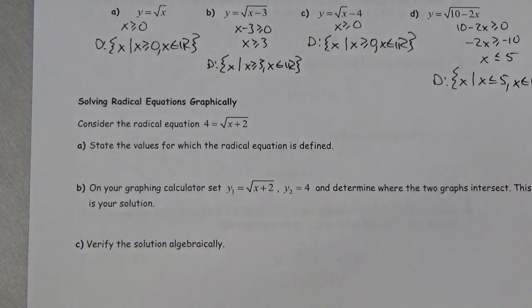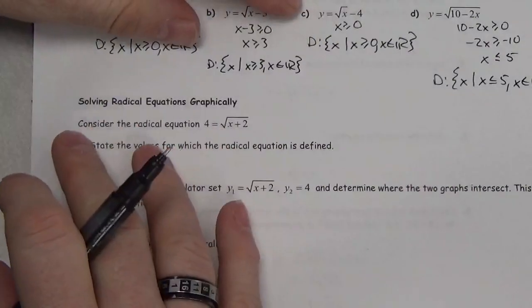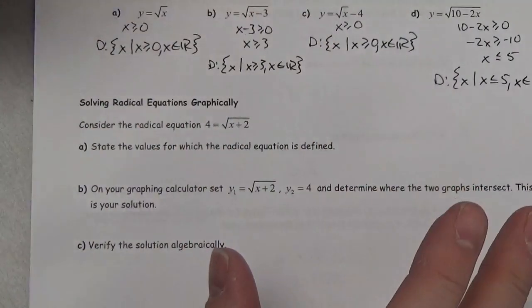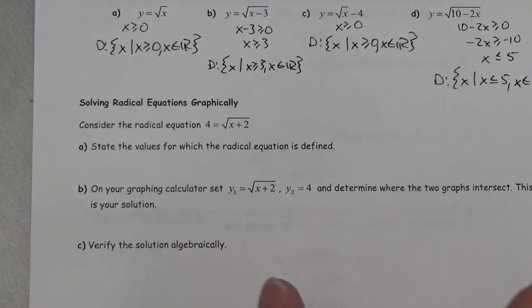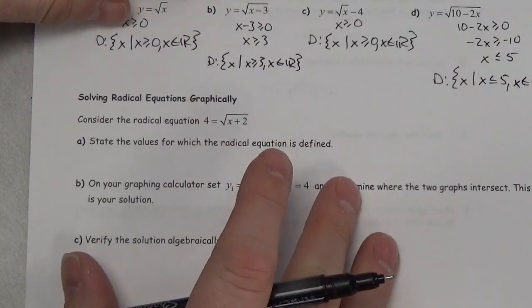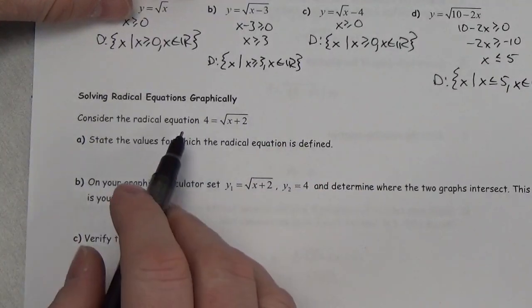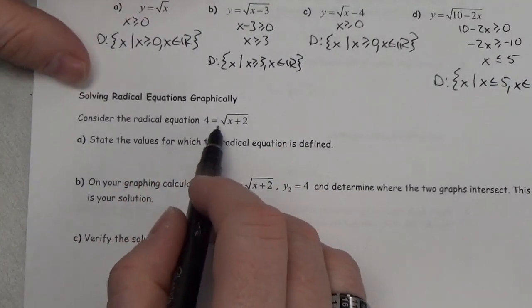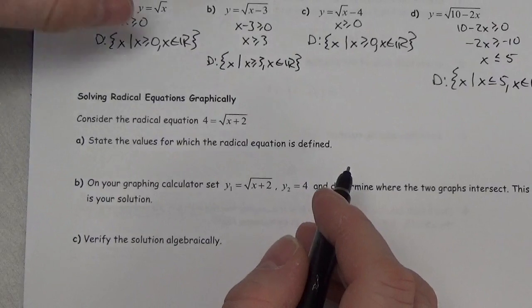Okay, and so now what we're going to take a look at here is how to solve radical equations, and we're going to do this both graphically and algebraically. We're going to cover both types of solutions here, but we're going to start with the graphical solution. So we're going to look at the equation 4 equals the square root of x plus 2.